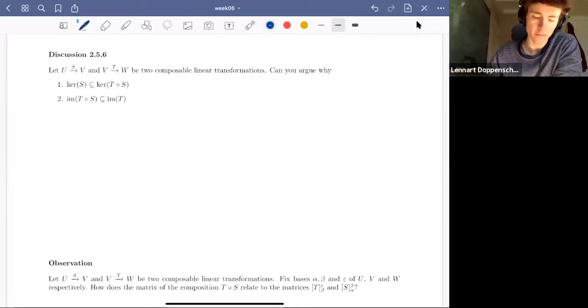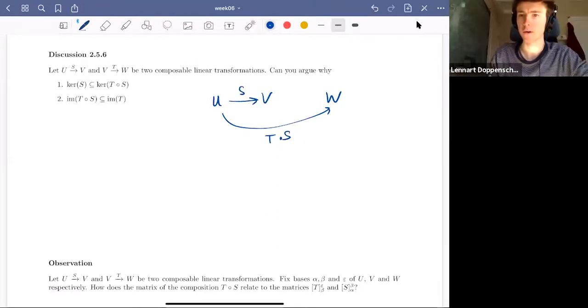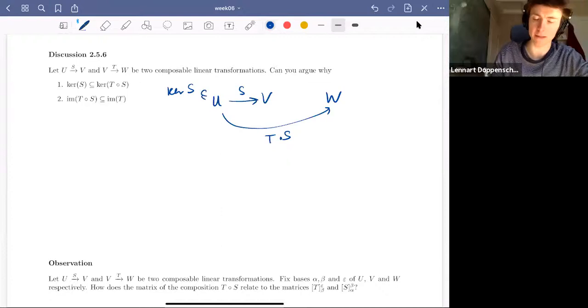The idea of this statement that you want to discuss is, if you have 2 transformations and you compose them because they're composable, then this means that if you go from u to v, or if you go from u already all the way to w, then you have T composed S and S. So they're both transformations that start at u. They both take values in the same vector space. So this means the kernel of S is a subspace in u, and the kernel of TS is a subspace in u.